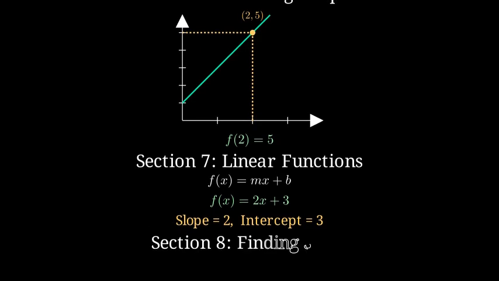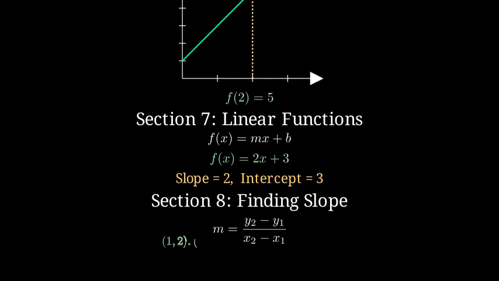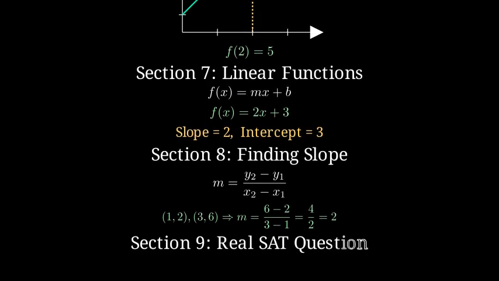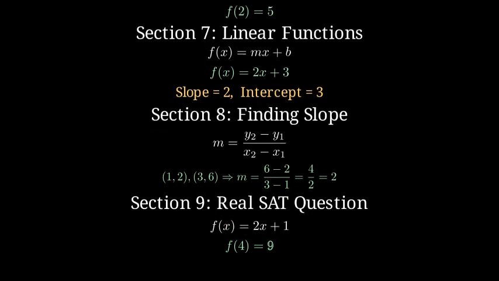Section 8, finding slope. The slope formula is y2 minus y1 over x2 minus x1. Example: using points (1, 2) and (3, 6), the slope is 6 minus 2 over 3 minus 1, which equals 4 over 2, or 2. Section 9, real SAT question. If f of x equals 2x plus 1, what is f of 4? f of 4 equals 8 plus 1 equals 9.